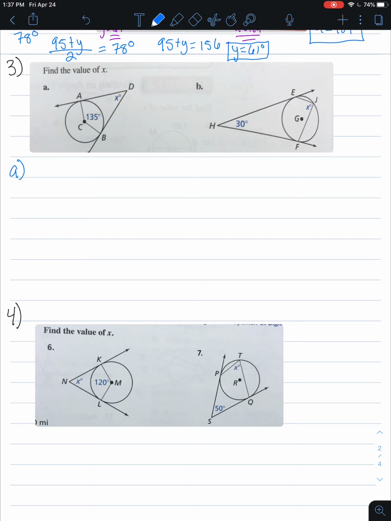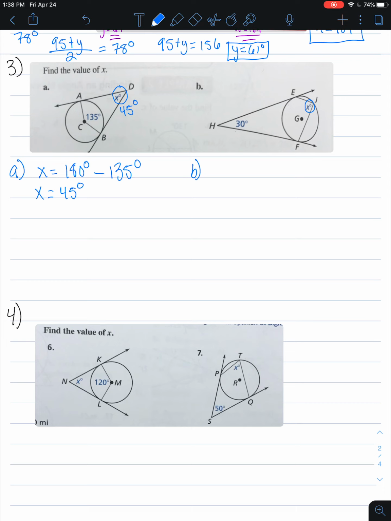So looking here at A, it's going to give us that this ADB, or right here where X is, so X is going to be equal to 180 degrees minus 135 degrees. So when we simplify that, we're going to be given that X is equal to 45. So that means this right here is 45 degrees. So not too bad.